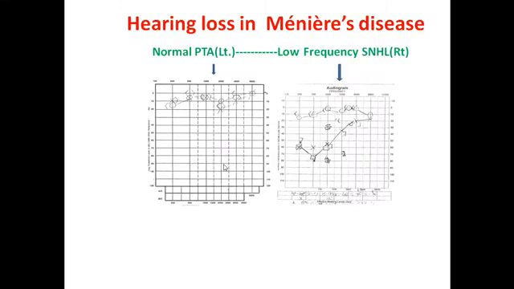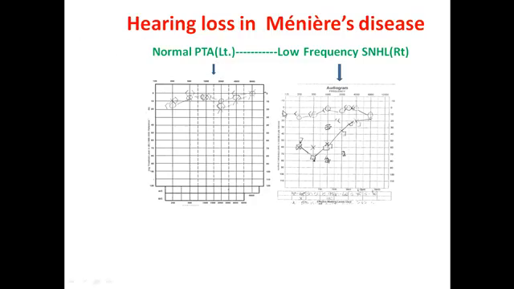Other symptoms include hearing loss. It is low frequency sensorineural hearing loss. You will get hearing difficulties as a neural component at the low frequency level. How to assess the hearing loss? By doing a simple test called pure tone audiometry.